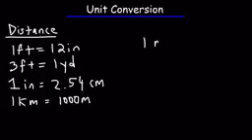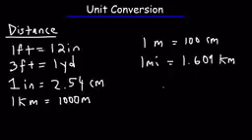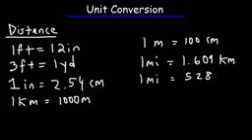Now there's more. 1 meter is equal to 100 centimeters. 1 mile is equal to 1.609 kilometers. And 1 mile is also equal to 5,280 feet. So those are some conversion factors that you want to know when dealing with distance or length.